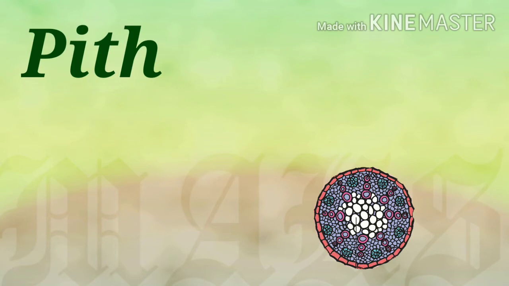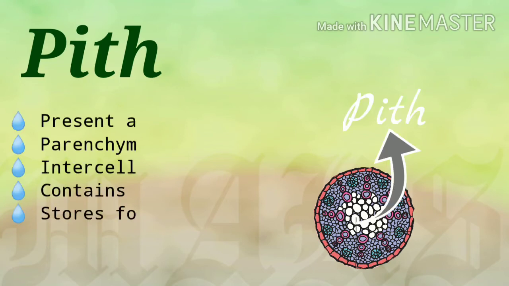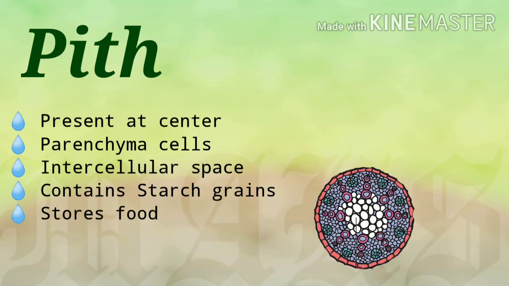The next type of tissue in stele is the pith. Pith is the innermost layer of stele which is present in the center. These cells are made up of parenchyma cells. These cells have intercellular spaces. These cells contain starch grains which help to store the food.